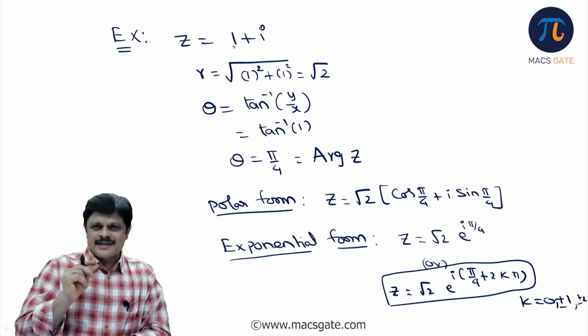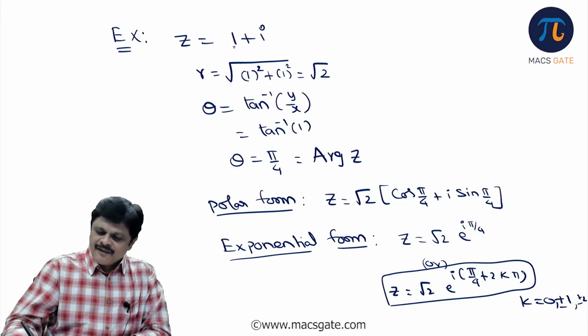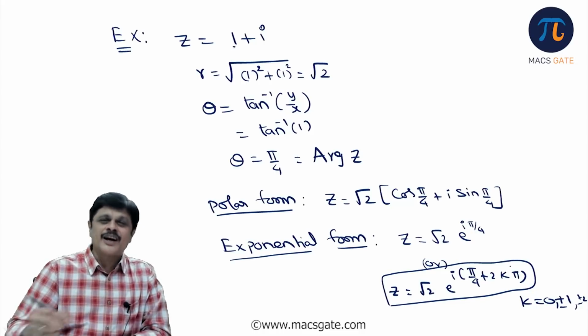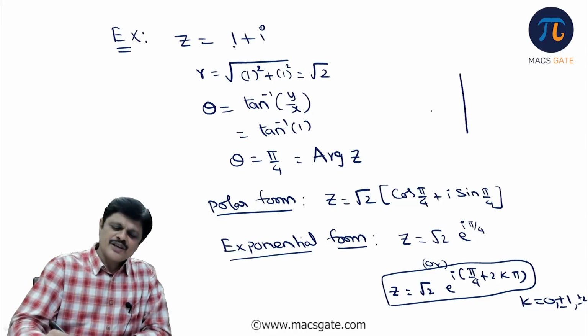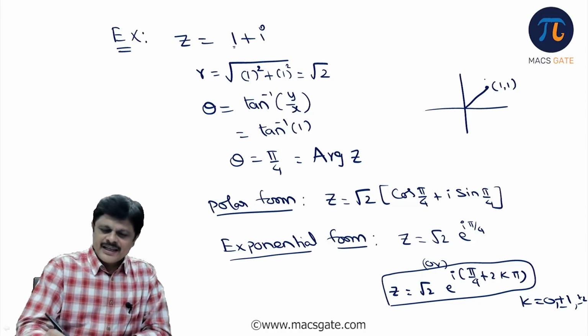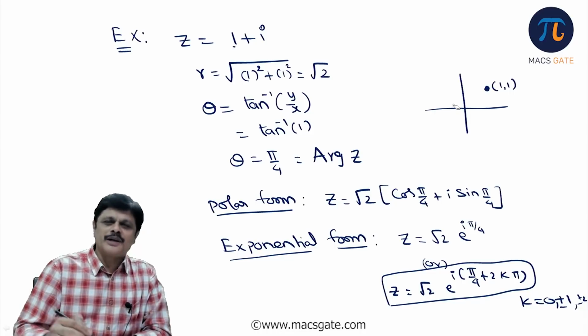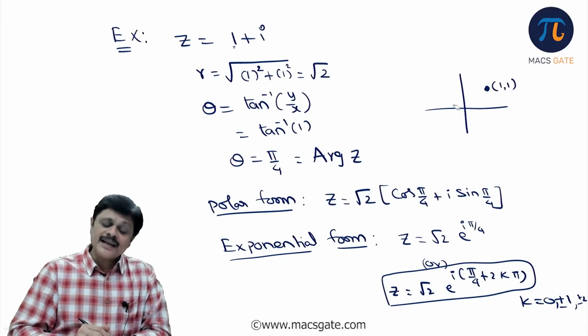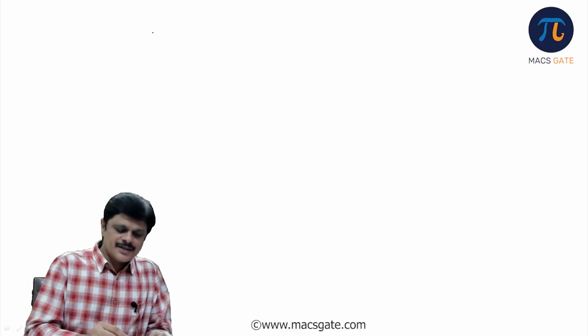So the complex number is the same, sir. That can be expressed in infinitely many ways because of this argument. Is the idea clear? Actually, what is this complex number, sir? 1 plus i, somewhere here, 1 comma 1. This point is the complex number. This length is the modulus and this angle is the argument. Is the idea clear? Okay. Let us take the next problem.